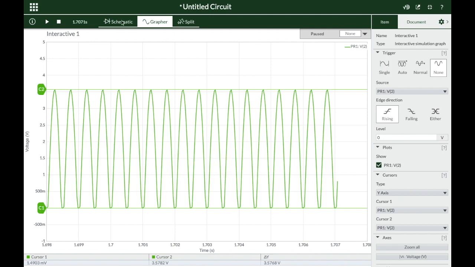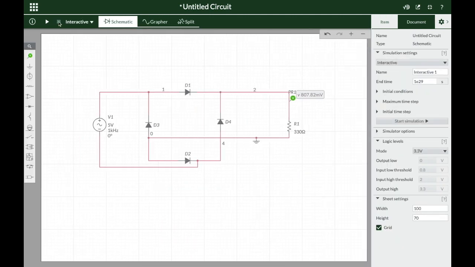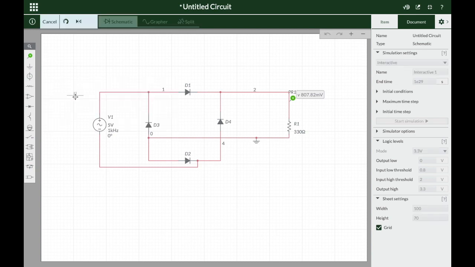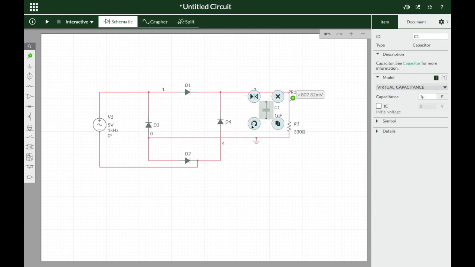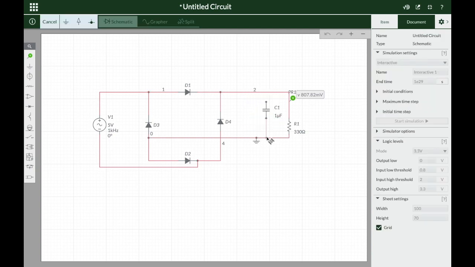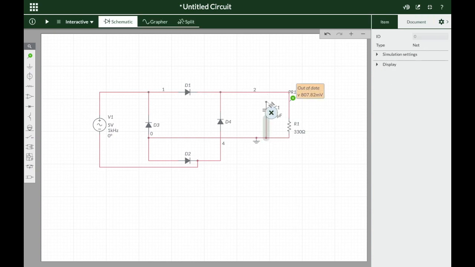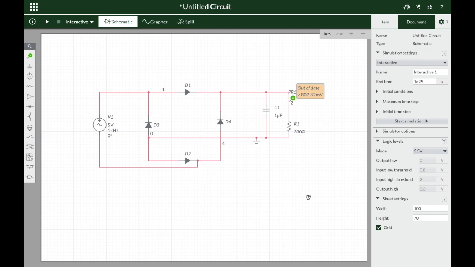Let us now come back to our circuit and we will put a capacitor to filter out the ripple, and for that the capacitor should be connected parallel to the load resistance. So let us select one capacitor and connect it parallel to the load resistance. When we select a capacitor, by default it has a value of 1 microfarad. Right now I am not going to change this value, we will keep it as it is and see what waveform we are getting at the output. So let us run the simulation.